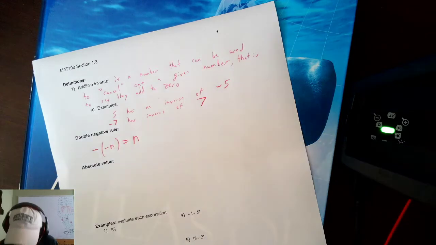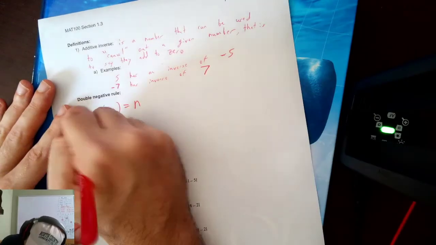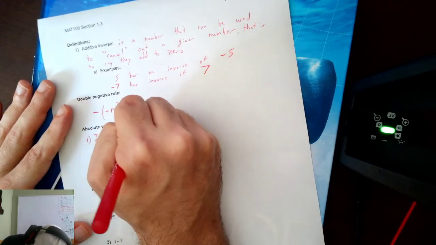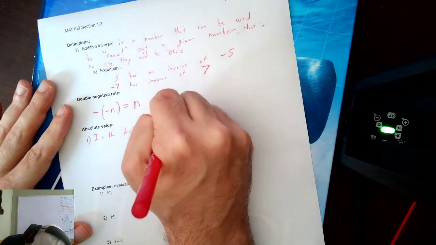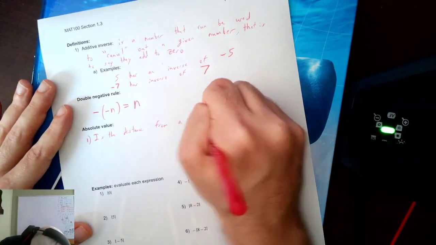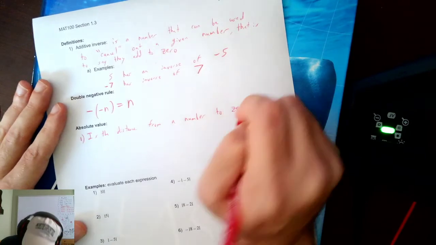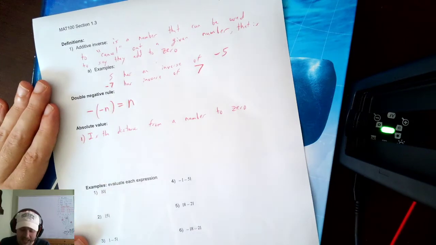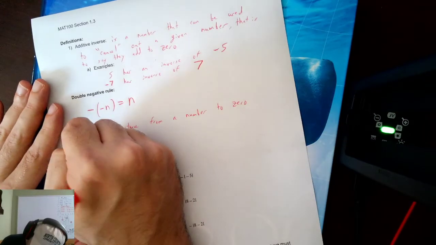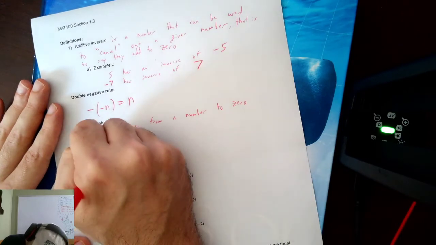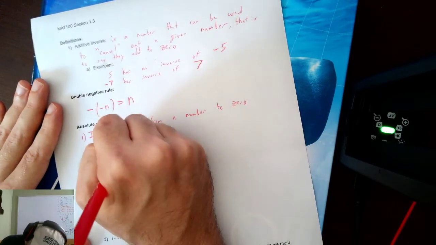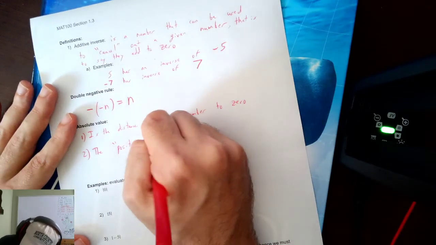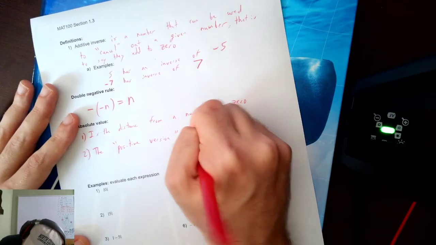And then absolute value. The absolute value has two definitions. The first is the distance from a number to 0. How far away from 0 is the number in question? That is one definition. And two is, and I'm going to put in quotation marks because this is more of the layman's terms, the "positive version" of a number.